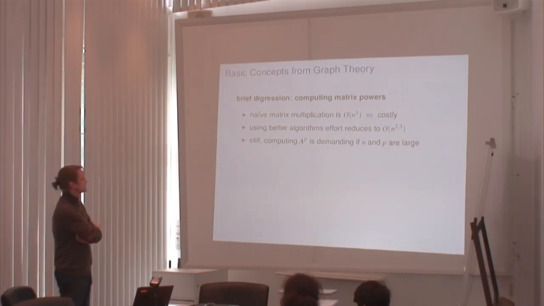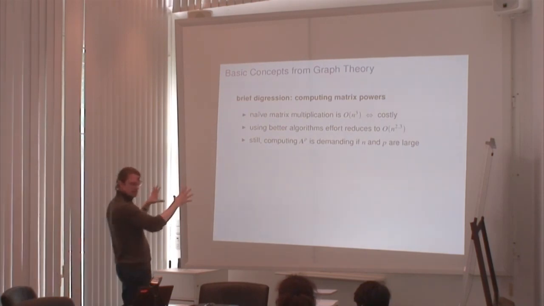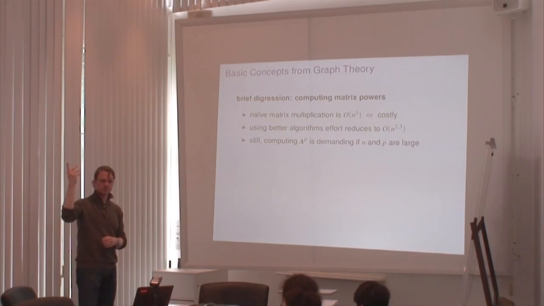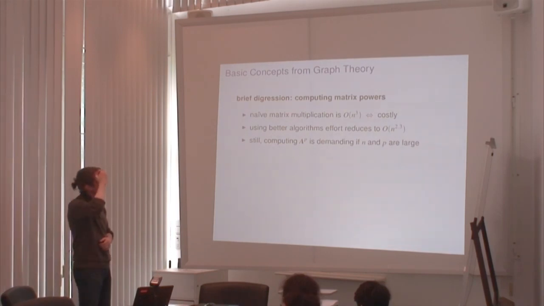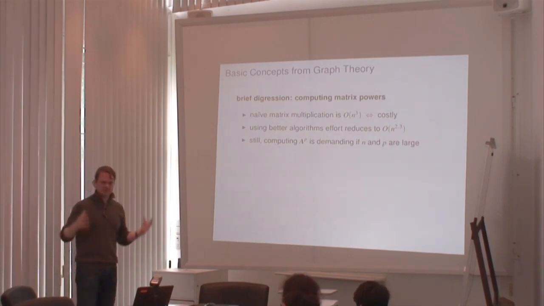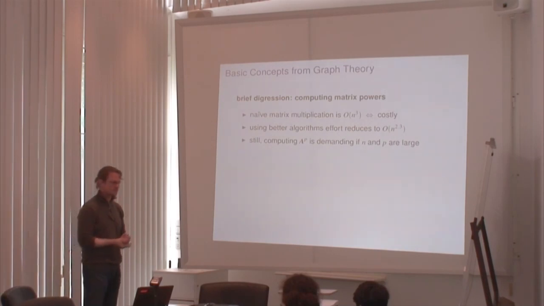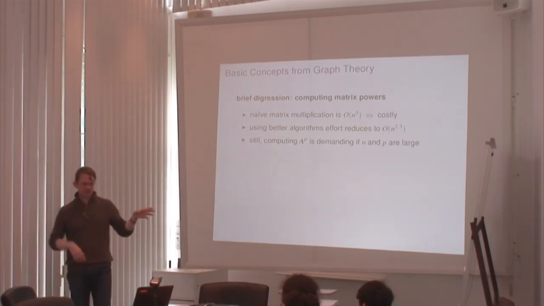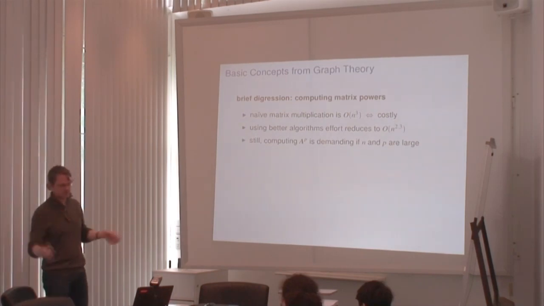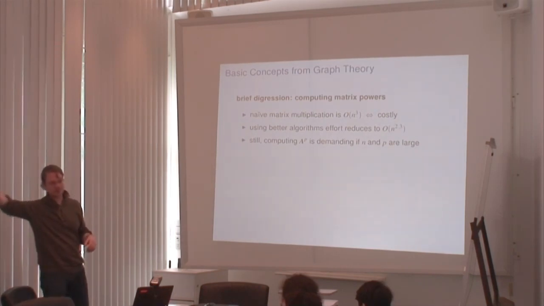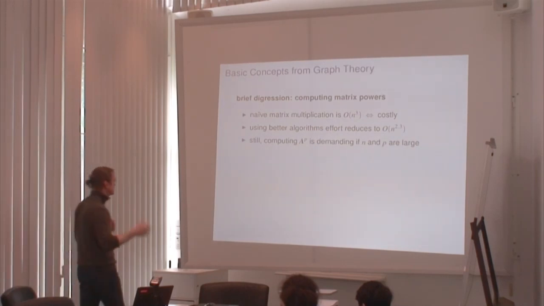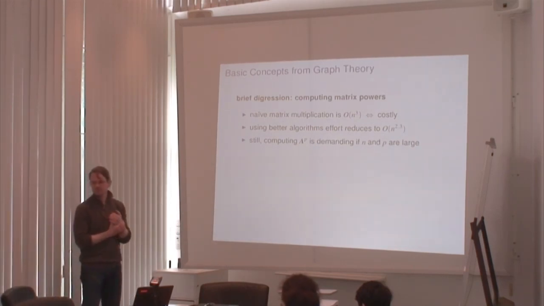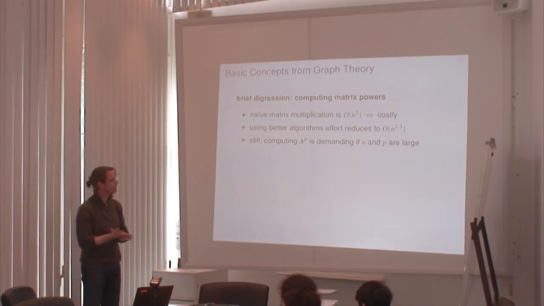Right? Matrix multiplication, so A times A, is of the order of n cubed. And if that n is large, this is very expensive. In particular, if we want to compute not just the product of A with itself, but A times A times A times A times A times A hundreds of times, this will take a while, even on modern computers, if the graph is large.